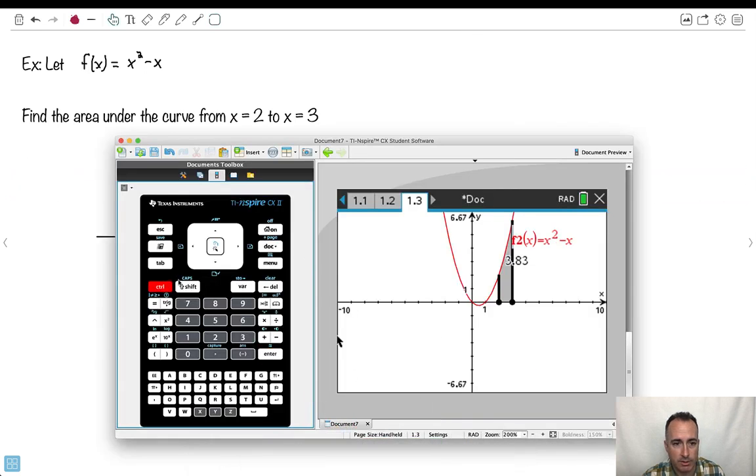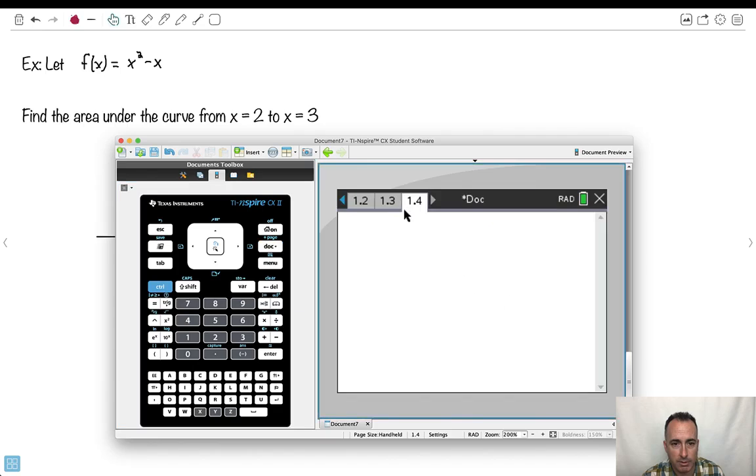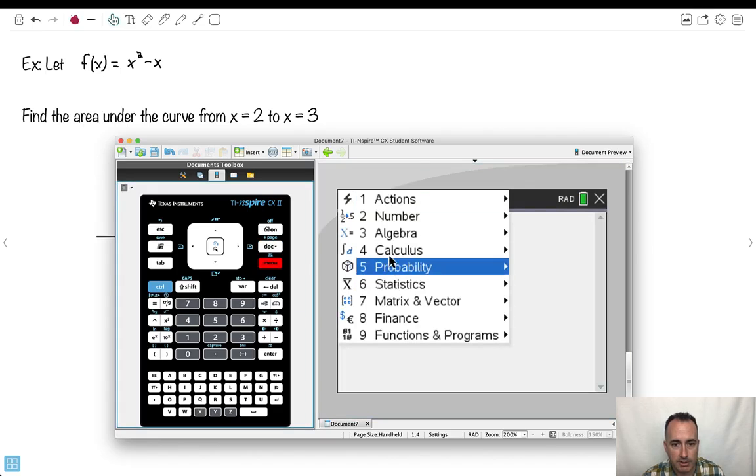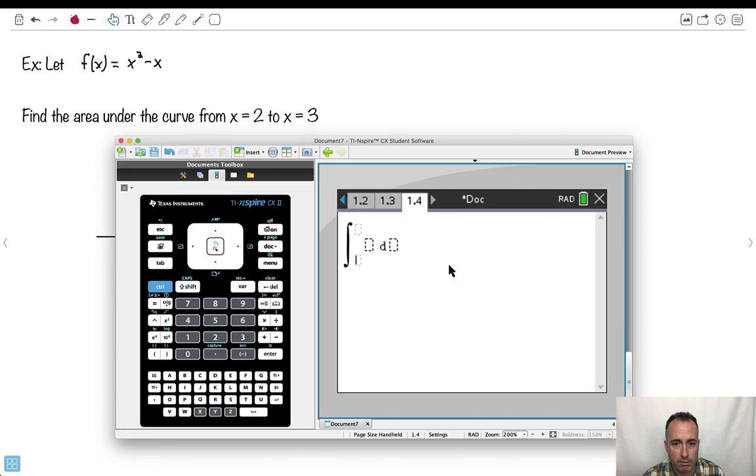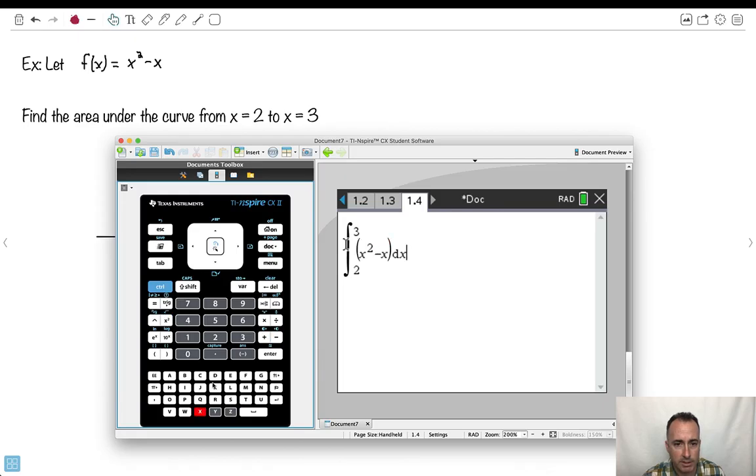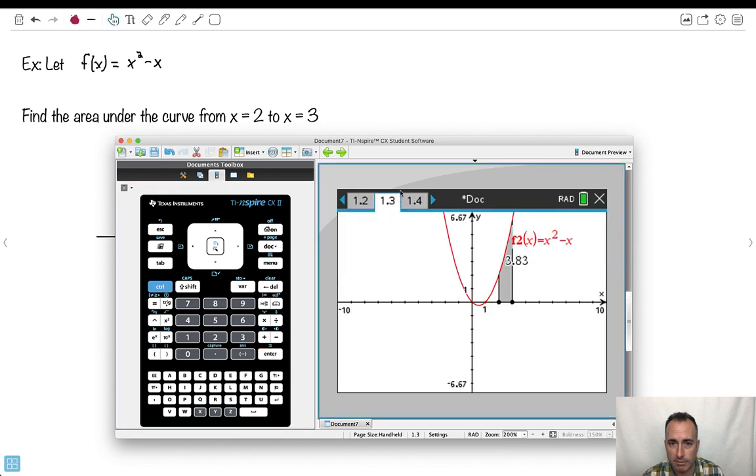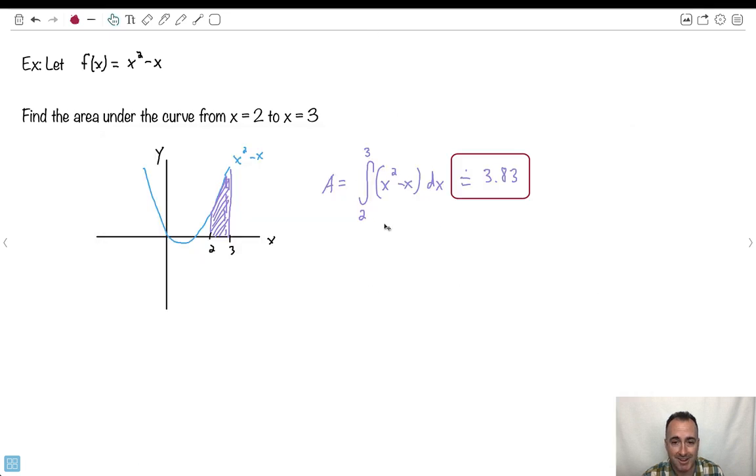Just to show you how to do it directly, I can open up a new calculator page and say menu and say give me some calculus. I want to do numerical integral. So we'll do it this way. I'll say start off at 2. I go up to 3. My function is x squared minus x. And don't forget dx. Go. You see I got the answer there? So this here is how I can do this in a couple of ways, right? Directly or with a graph. Either way, I get the same answer, don't I? Ta-da!